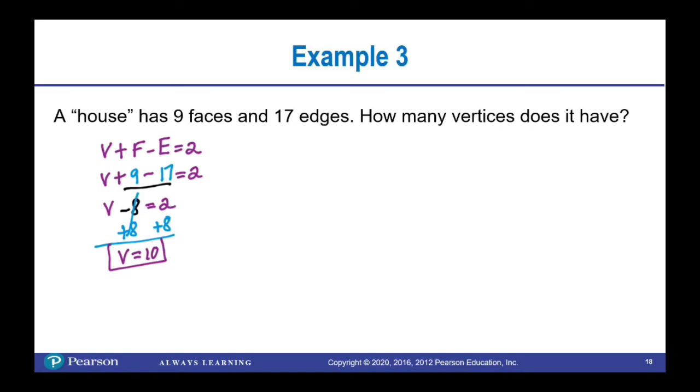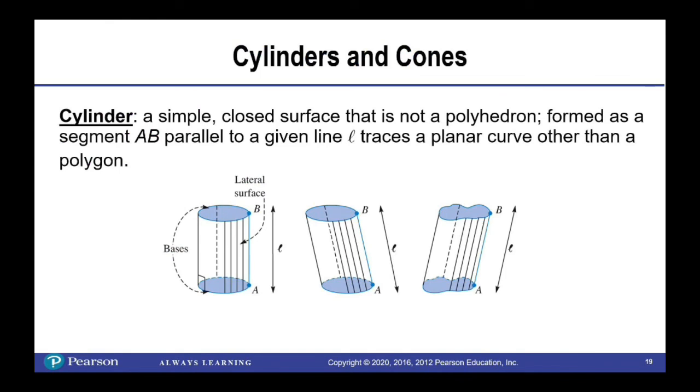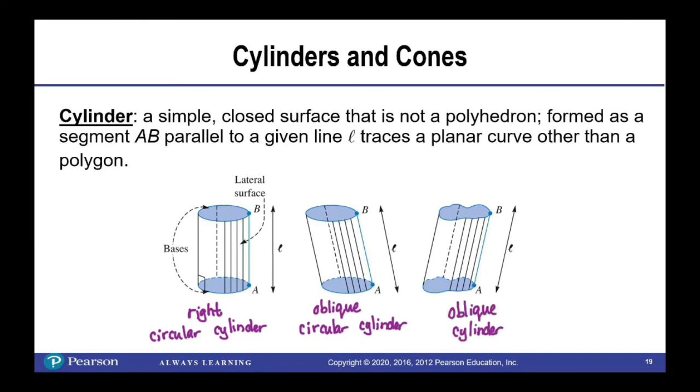Another type of shape that we have in 3-dimensional geometry is a cylinder. A cylinder is a simple closed surface. It's not made of polygons, and our bases are going to be in parallel planes. The first cylinder that you see is a right circular cylinder. It is right because it's straight up and down, and the bases are circles. The next cylinder is an oblique circular cylinder. It is oblique because it leans to one side or the other, and again, our bases are circles. The last cylinder we just call an oblique cylinder. We don't have a name for that base, so we just call this an oblique cylinder.